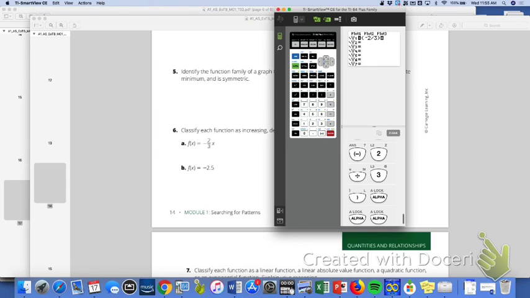Mine's not working for some reason. I know it's right there, but my little X isn't popping up for some reason. Is everybody else's popping up for them? Yeah. Okay, that's weird.